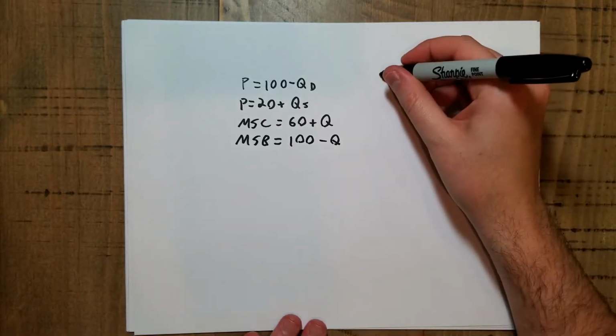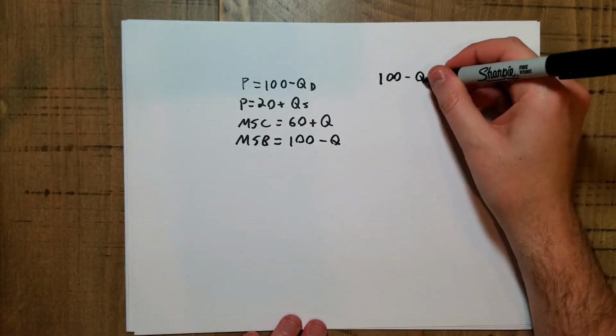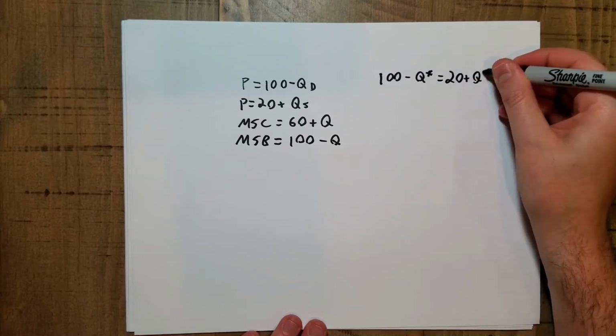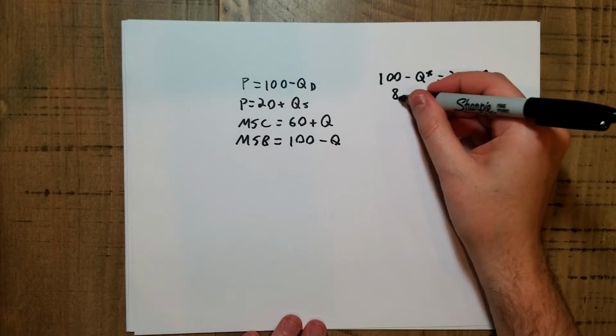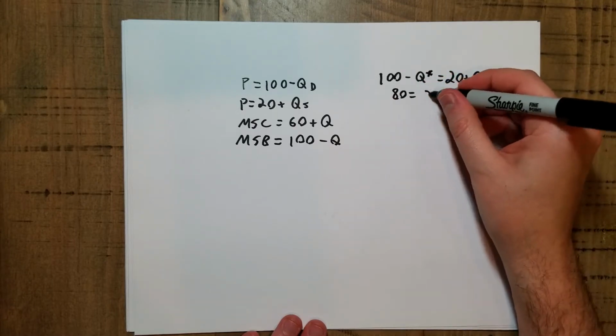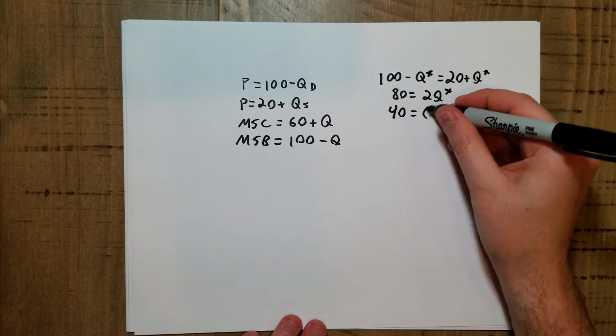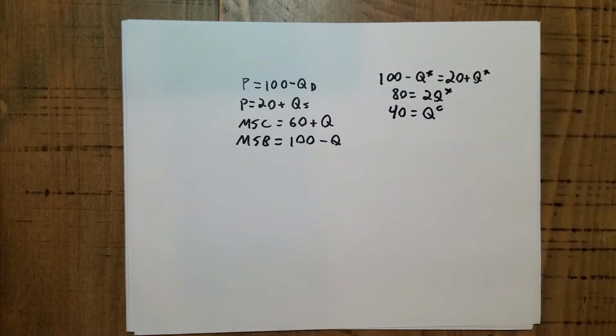Let's actually work this out numerically. What is the market quantity going to be? We can solve that just as we always have. We have 100 minus Q star equals 20 plus Q star. That gives us 80 equals 2Q star, or 40 equals Q star. So our market quantity, Q star, QC, is 40.